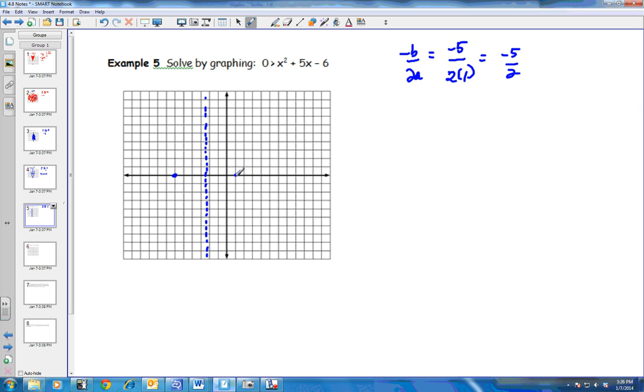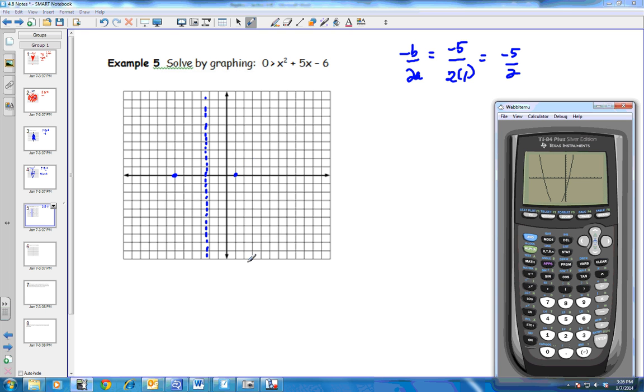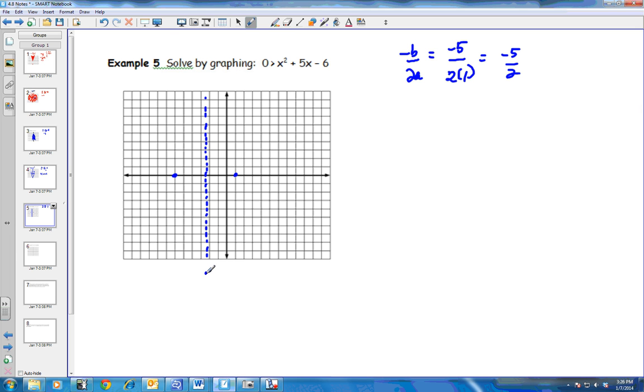Okay. Let's see where our vertex is. I know my x value is -5/2, so let's go to the table. When I type in -5/2, I get -12.25, so it's somewhere down here. Here's my vertex. All right, so when I graph this, it's going to look something like this.